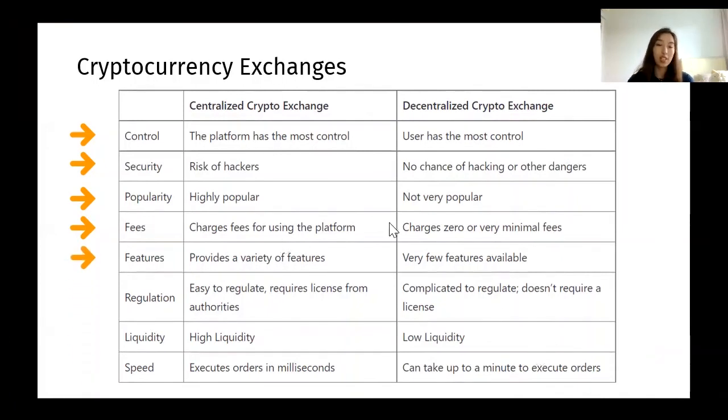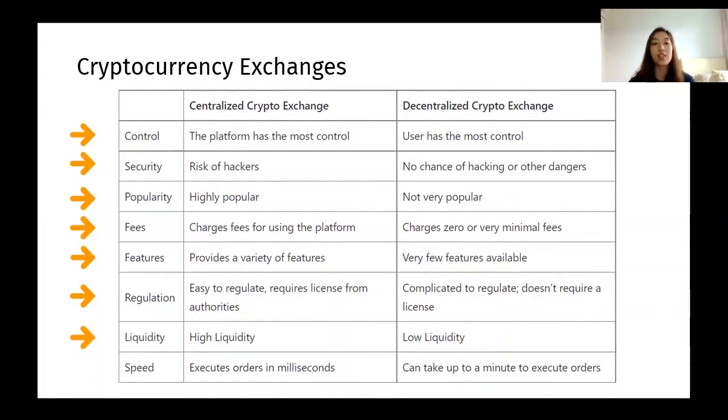And next, features. So centralized crypto exchanges have the edge over decentralized ones, where you can perform margin trading, use portfolio management tools, and also use multiple advanced order types to trade better. And next, for regulations, it's easier to regulate centralized exchanges than decentralized ones. So centralized platforms require licenses and also must adhere to the rules of the local regulatory authority of their region.